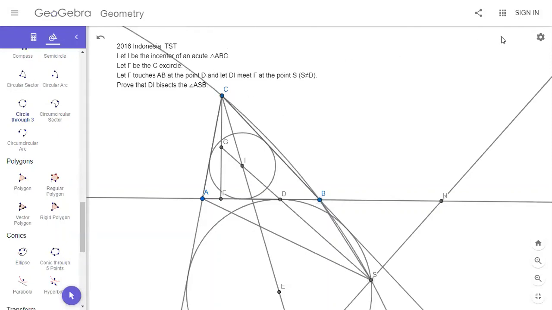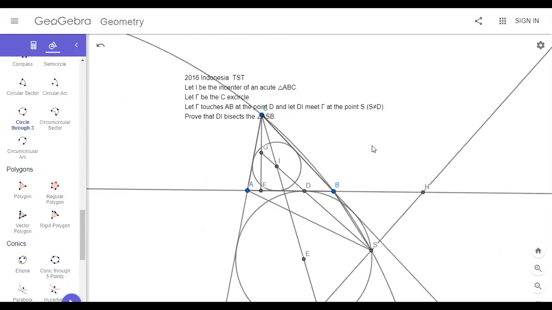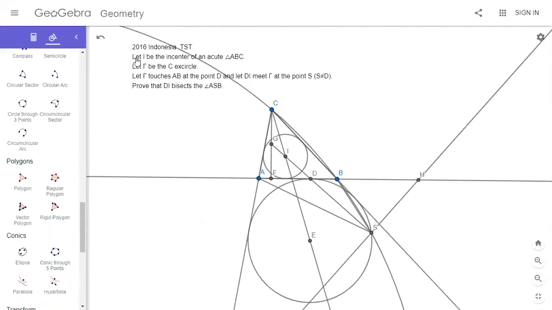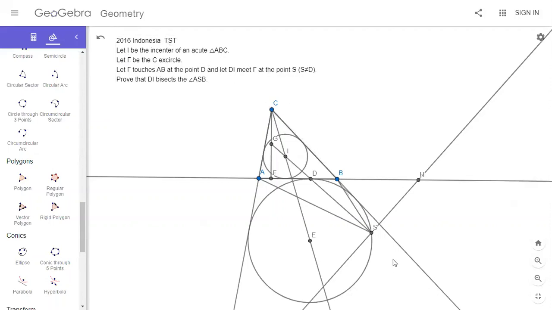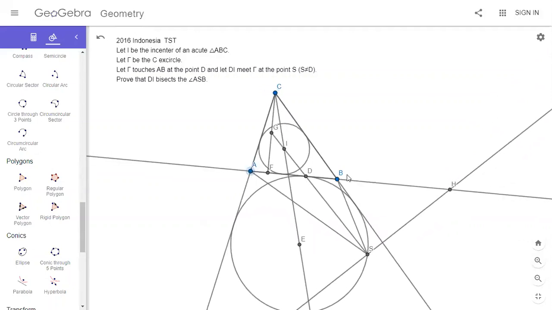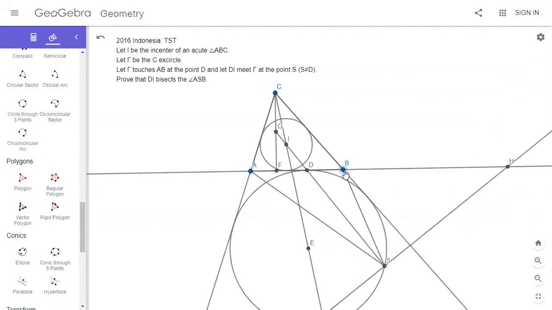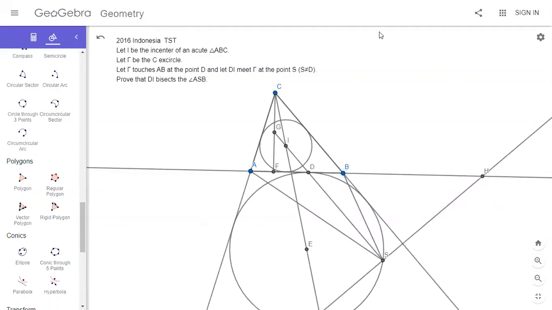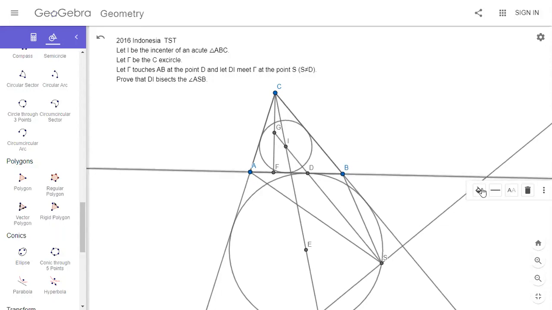That's a big circle. Let me zoom out a little bit. Sorry. I'm just going to delete that for now. Yeah, I'm going to delete this point. I don't know how helpful that really is.